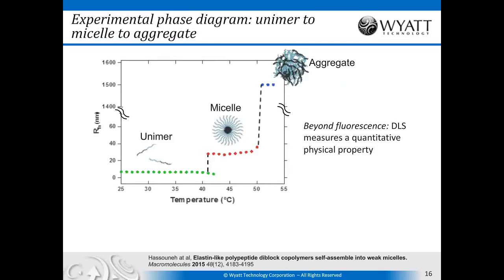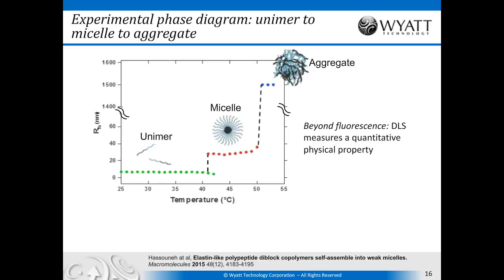So another interesting example of using dynamic light scattering: following the critical micelle temperature of a polymer. This was an elastin-like polypeptide diblock copolymer, and at a particular temperature, about 41 degrees, it assembles into micelles. Now, many people would actually make this measurement using fluorescence, but the advantage of using DLS to make the measurement is that you're looking at a quantitative physical property which has some meaning.